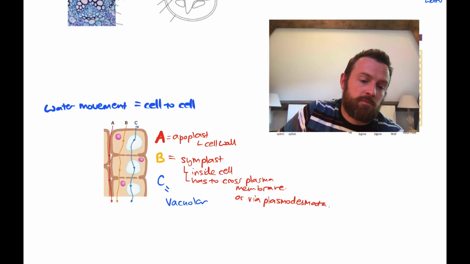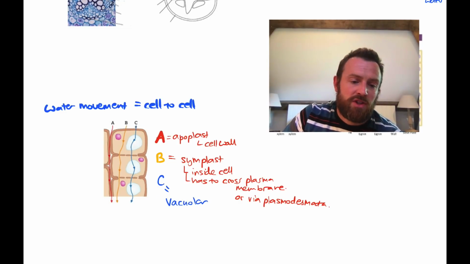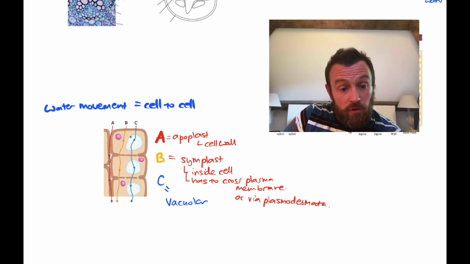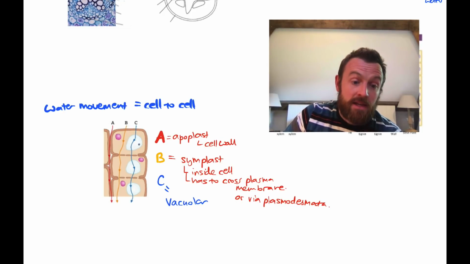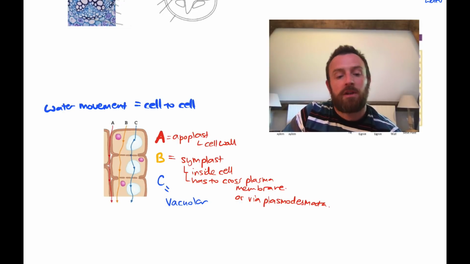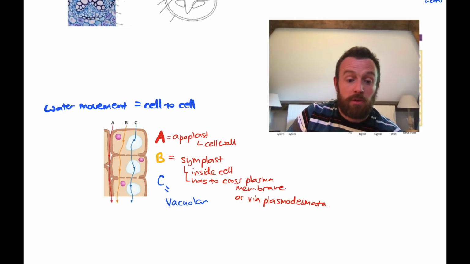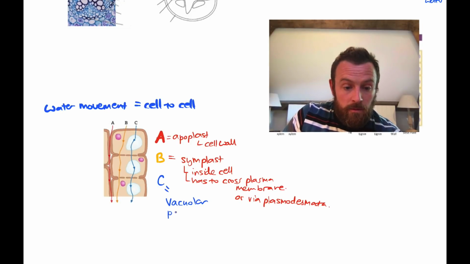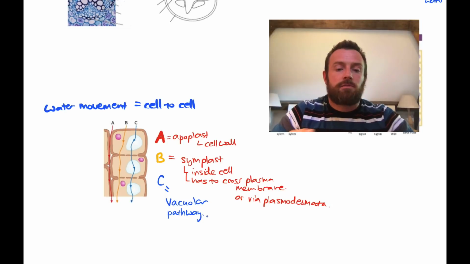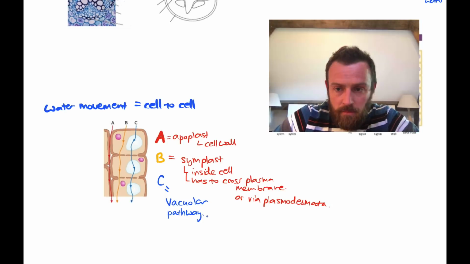So, you know, it overlaps with the symplast pathway. It just happens to go across the tonoplast, which is the membrane around there, into the vacuole, and then back out into the cytoplasm, through to the next cell, into the vacuole, and so on. Okay, so there's 3 different ways the water can move.